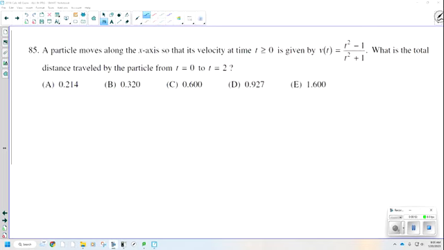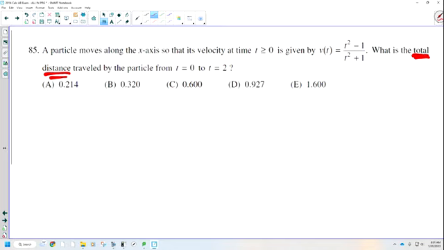85. A particle moves along the x-axis so that its velocity at any time t greater than or equal to 0 is given by v of t equals t squared minus 1 over t squared plus 1. What is the total distance traveled by the particle from time 0 to time 2?